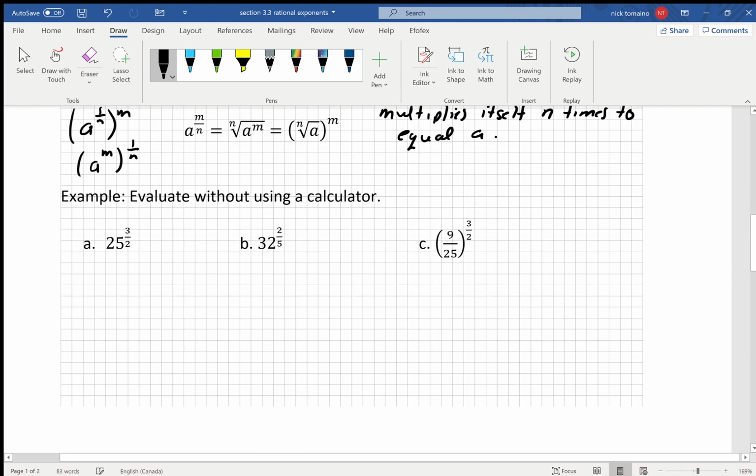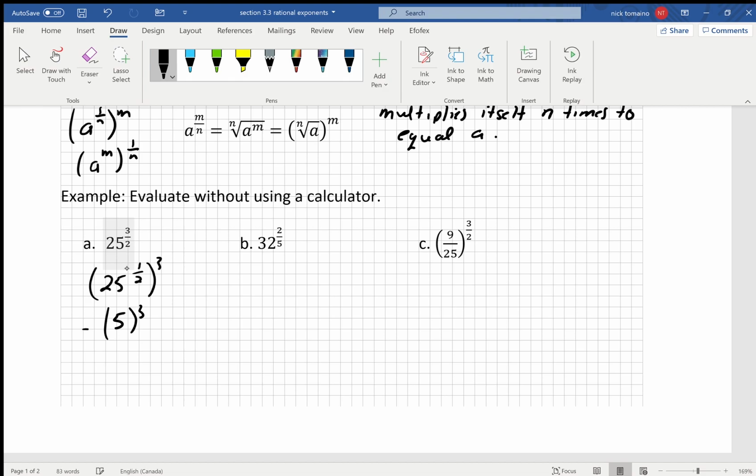Okay, so I said evaluate without using a calculator. Okay, so again, I'd like to do the denominator first, and then write it like that. Okay, and then 25 to the 1/2. Okay, remember 1/2 is the same as the square root, because the number 2 tells you the root. The square root of 25, which is 5. So we have 5 cubed, which is 5 times 5 times 5, 125.